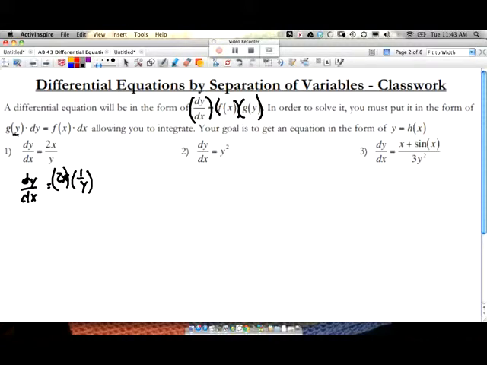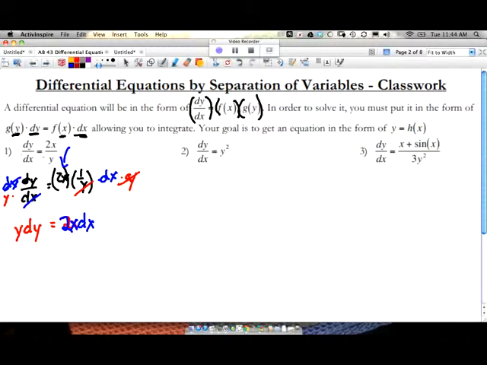And what we want to do is get that so that the y part of the function matches with the dy and the x part of the function matches with the dx. So I'm going to leave this x alone here. I'm going to multiply both sides by dx, and I'm also going to multiply both sides by y. So that gets rid of the y over on the right side and the dx over on the left side. Then I would have y dy equals 2x dx. Okay, no big deal so far.